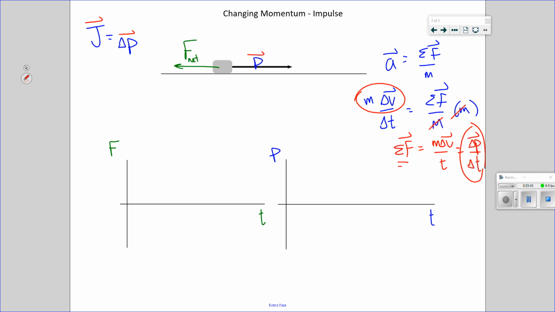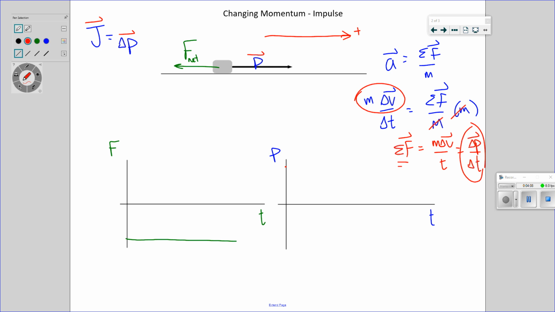In this case, if we choose a convention where we say to the right is positive, this object is moving to the right initially. Initially it has a positive momentum, but let's say there's a constant net F to the left that's negative. Well, what does this object do? We can talk about how much its momentum must change.